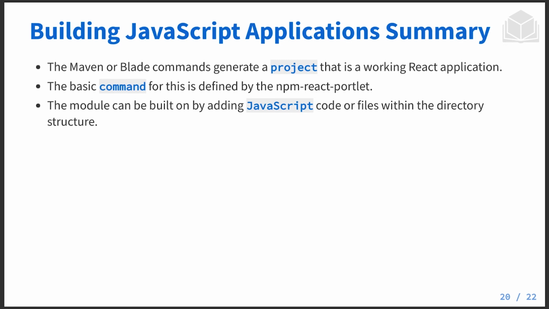For React, you can use Maven or Blade to generate the projects for your React application. You can use the basic command to build our React application based off of our npm React portlet template, and then we can add our JavaScript files to our package and deploy that as well. Again, these are work in progress features, so feel free to take a look at that documentation. What we're going to do is take a look at deploying a simple React application and see how it actually looks on the platform.